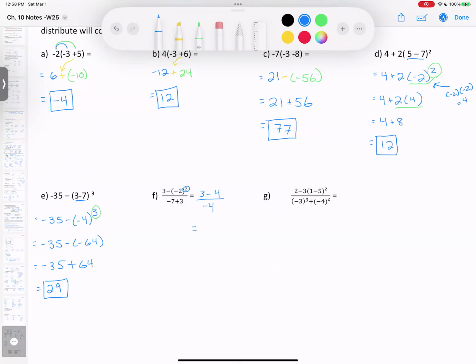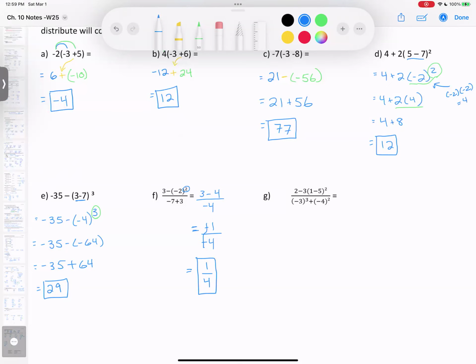Okay, so now we can deal with that subtraction in the numerator. So 3 minus 4 gives us -1. And so we've got -1 over -4, and we've got a negative divided by a negative, so that just becomes a positive. So our answer then ends up being 1/4.